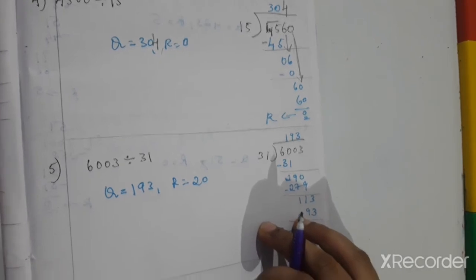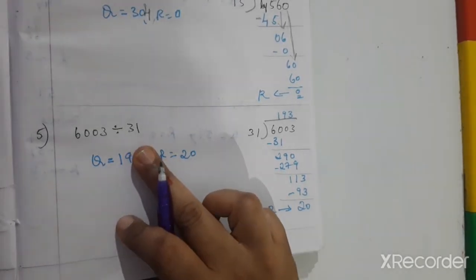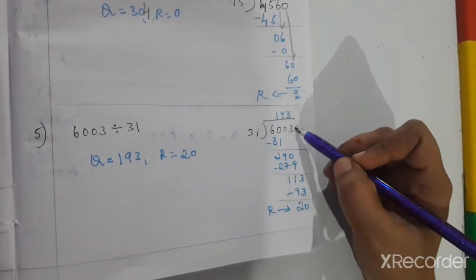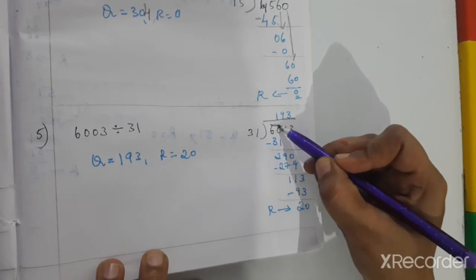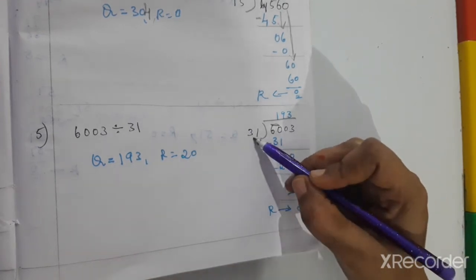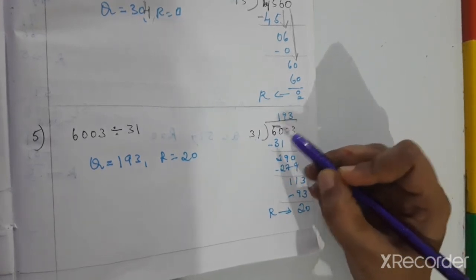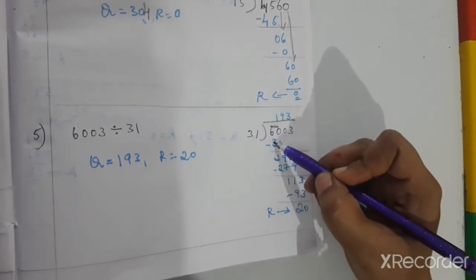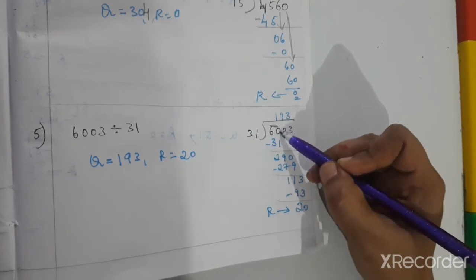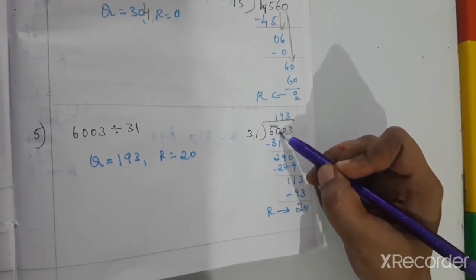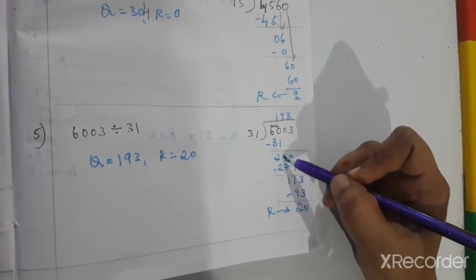Now next, fifth question. 6003 divided by 31. So 31 here, 6003. We can't take 6. 6 is less than this number. So we have to take 2 digits. 60. 60 is greater than this number. If again it is less than the divisor, we have to take 3 digits. Now 31 ones are 31, that is nearer to 60. 31 twos are 62, that is greater than this number. We want exact number or nearer one. Now 60 minus 31, after subtracting we get 29 as answer.